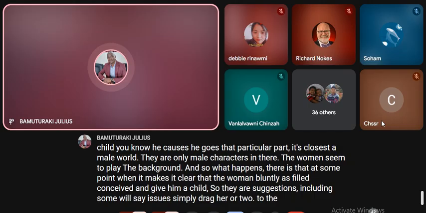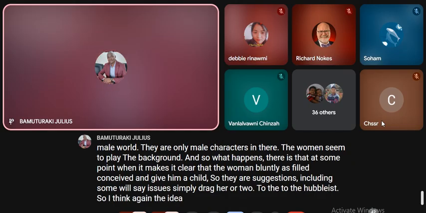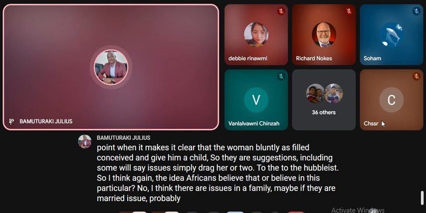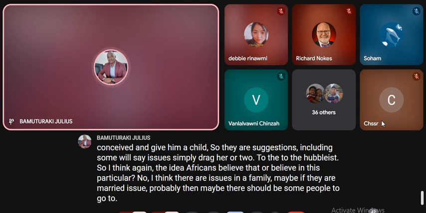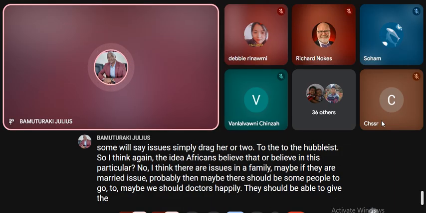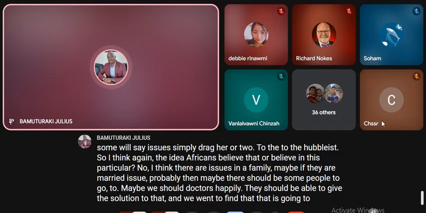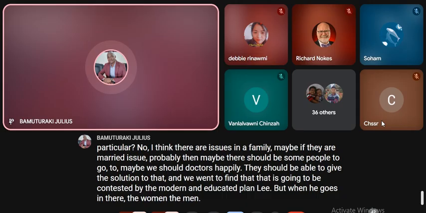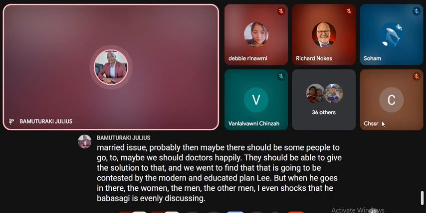to the herbalist. So I think again the idea Africans believe in this particular novel, that if there are issues in the family, maybe if there are marriage problems, then maybe there should be some people to go to, maybe witch doctors, herbalists. They should be able to give a solution to that, and we're going to find that is going to be contested by the modern and educated Bolanle. But when he goes in there, the other men are even shocked that Babasegi is even discussing this with a woman.